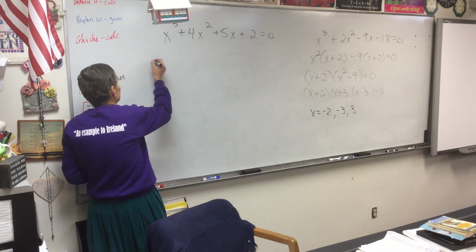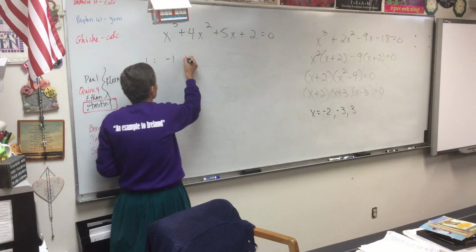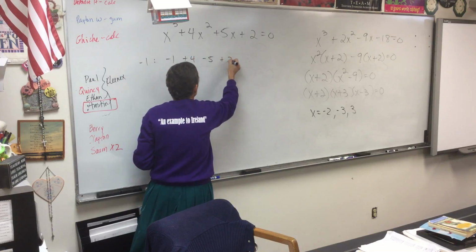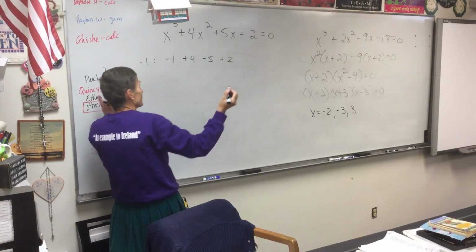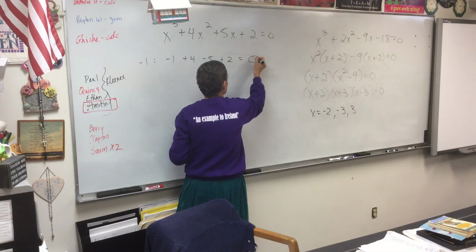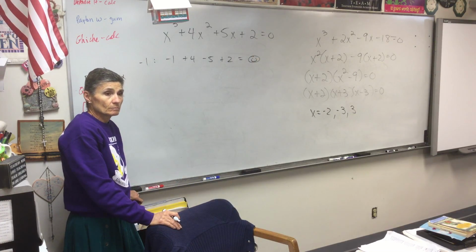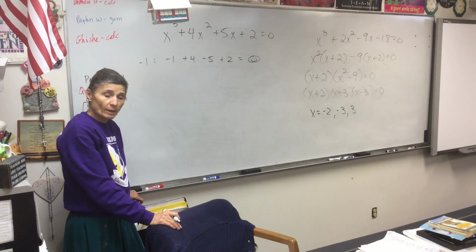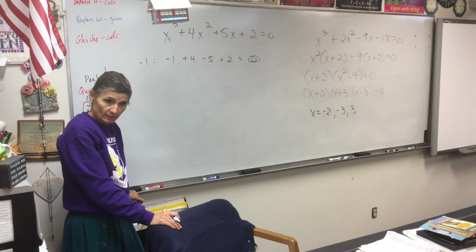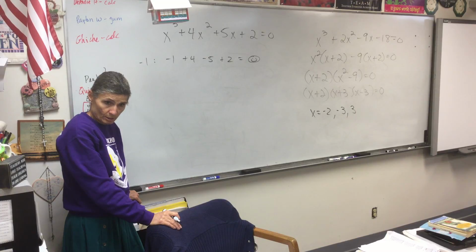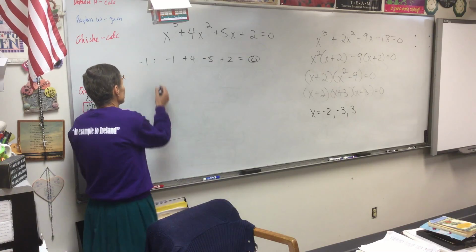So let's try negative 1. Is that by any chance? Oh, there it is, right there. Negative 1 gives me 0. So what do I do now? After I figured out that negative 1 is going to work, I divide it out.